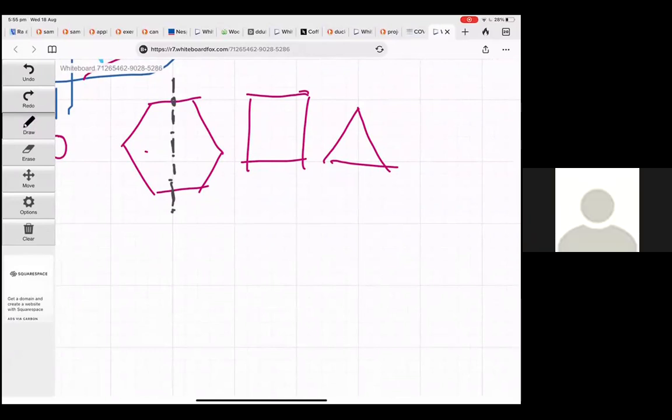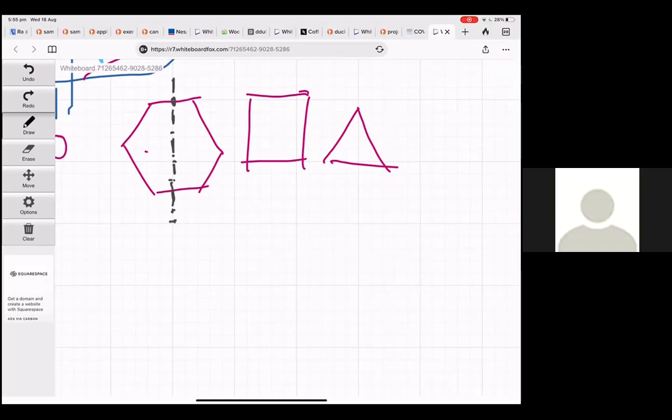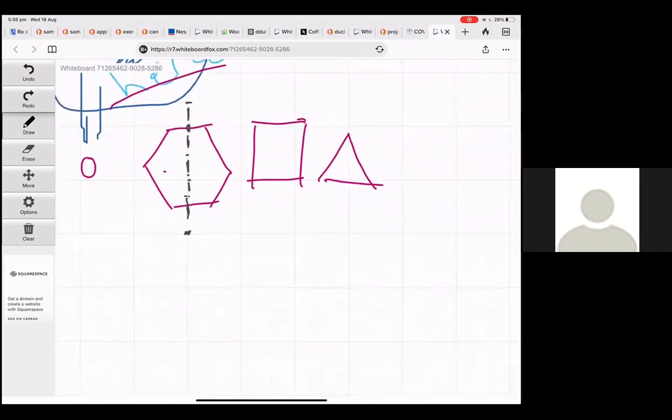So do people want to help me draw in the lines of symmetry on the other 2 shapes? I think this might help us. I think it helps that our building blocks have lines of symmetry in them, don't you? Someone just draw the smiley face, I guess.